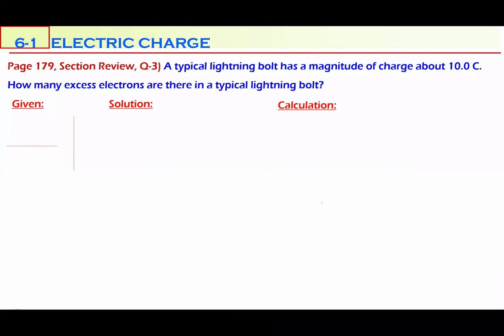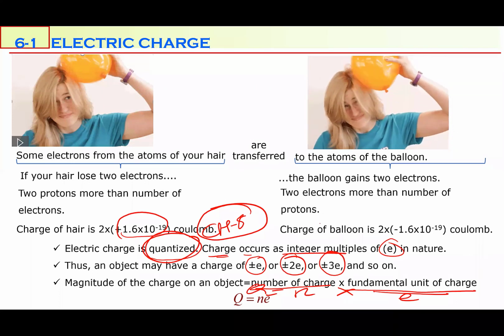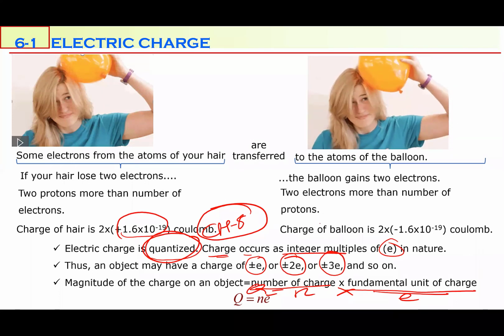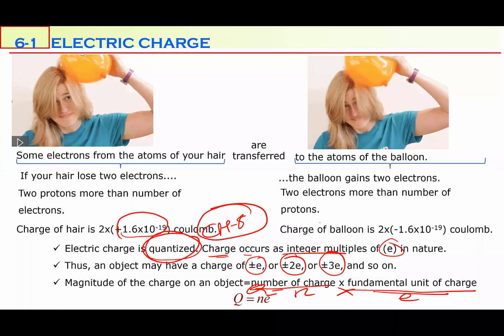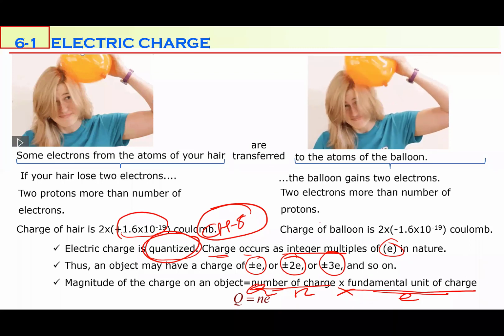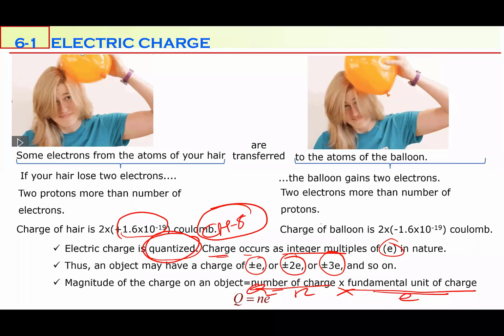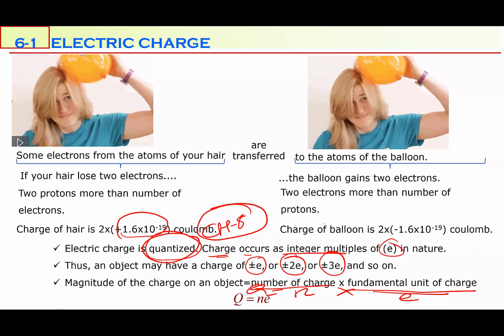All right. Teacher, the last sentence, can you go back? Yeah. Number of charges times fundamental unit of charge. That number of charges means like the 2 and 3 in front of the e? Yes, 2, 3, 4, 5, 6. How many charges you transferred from one substance to another? That is the number of charges.